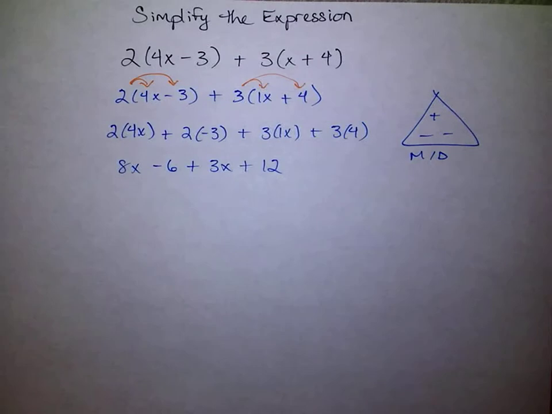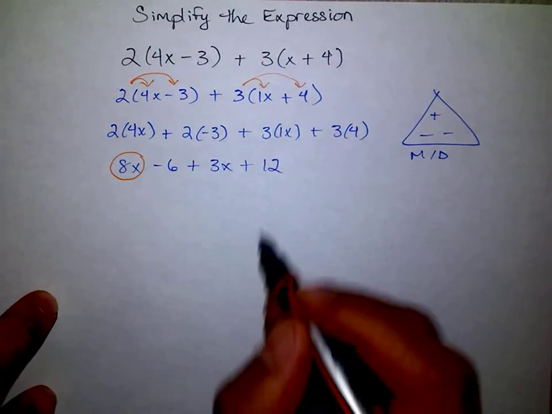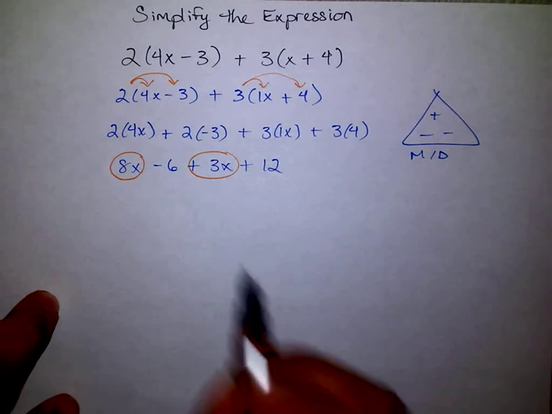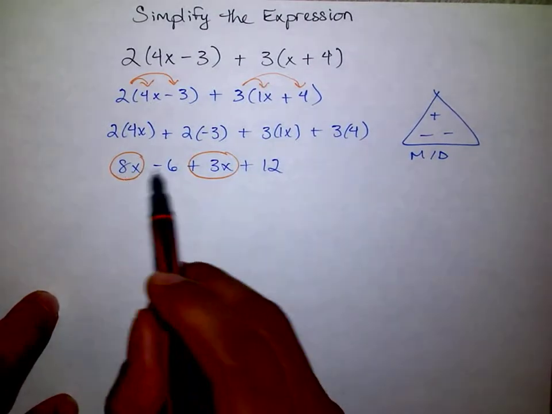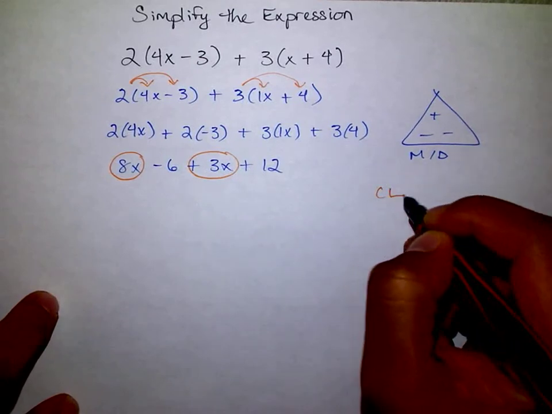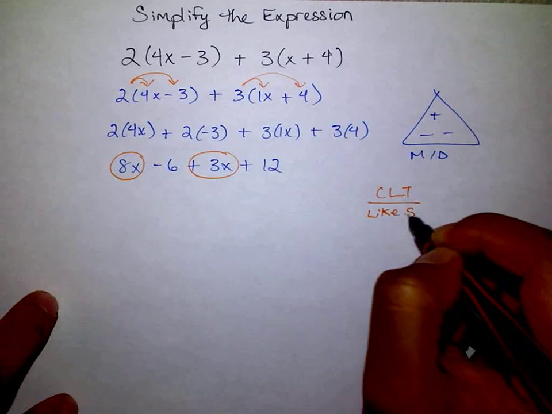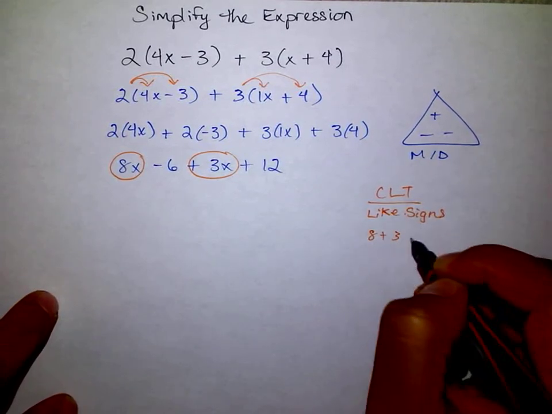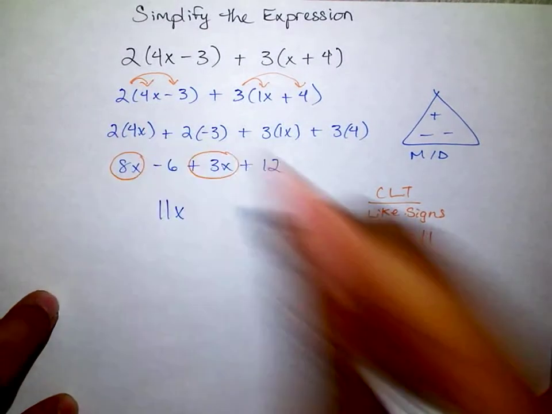Alright. Now we have some like terms that we need to combine. Positive 8x. Positive 3x. Like signs, add them up. Different signs, subtract. These are like signs. So I want to add. 8 plus 3 is 11, so that's going to give me positive 11x.